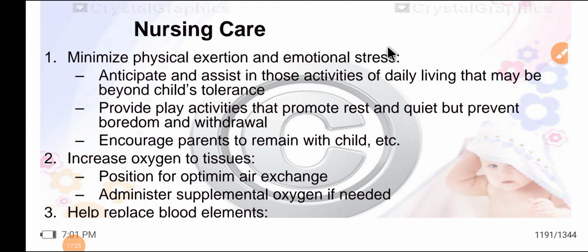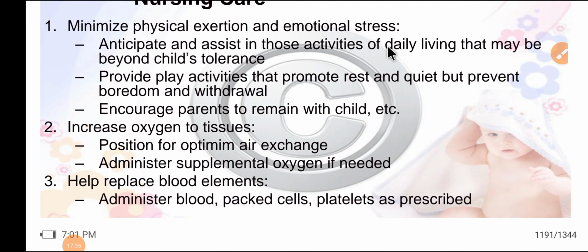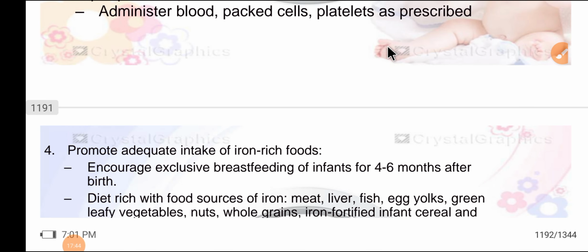Increase oxygen to tissues. Position for optimum air exchange. Administer supplemental oxygen if needed. Help replace blood elements. Administer blood, red cells, platelets as prescribed. Promote adequate intake of iron-rich foods. Encourage exclusive breastfeeding of infants for 4 to 6 months after birth.